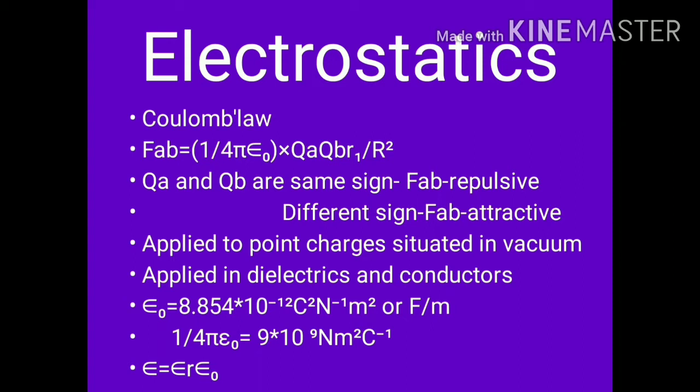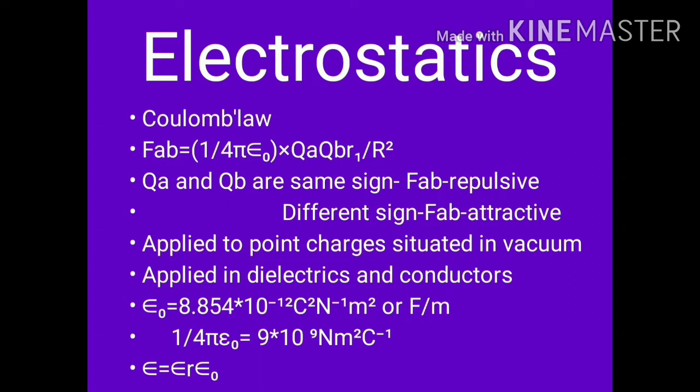Electrostatics. Coulomb's Law. F_AB equals 1 divided by 4 pi epsilon naught times Q_A Q_B R1 divided by R square. If Q_A and Q_B are of the same sign, F_AB is repulsive. If different sign, F_AB is attractive. Applied to point charges situated in vacuum. Applied in dielectrics and conductors.